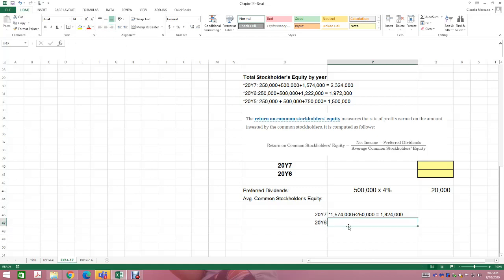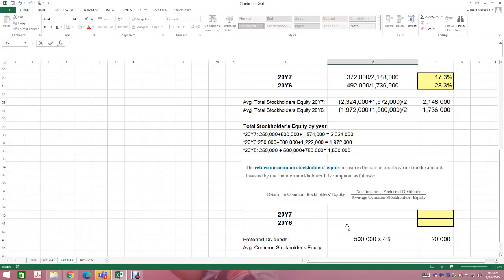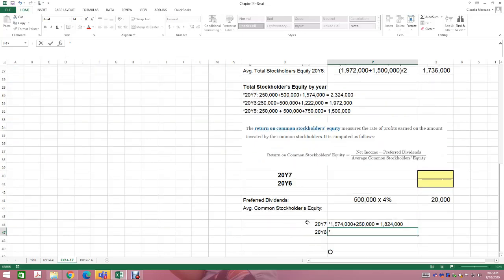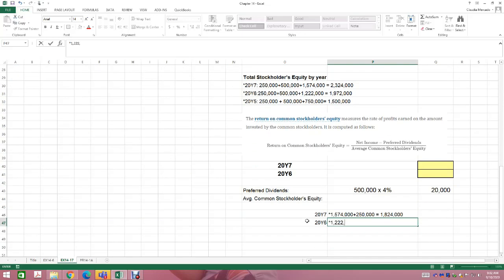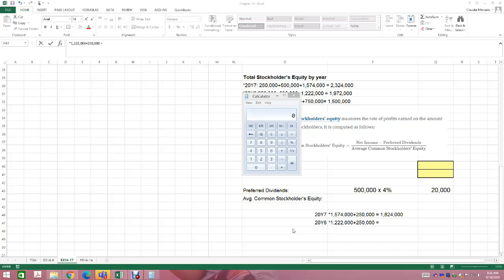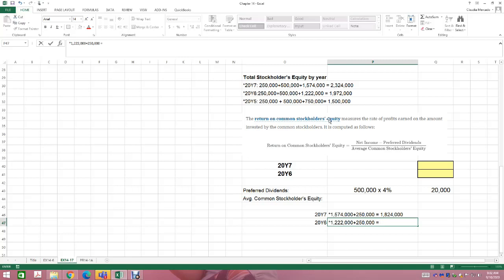Now for 20Y6, I've got 250,000 in common stock and 1,222,000 in retained earnings. So 1,222,000 plus 250,000, and let's see what that gives us. That gives me 1,472,000.